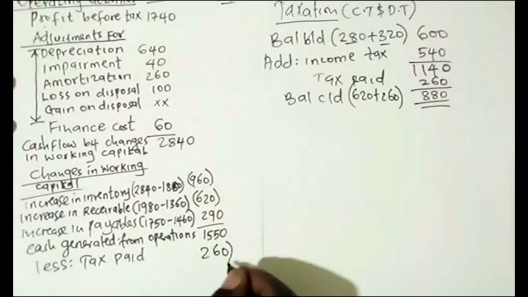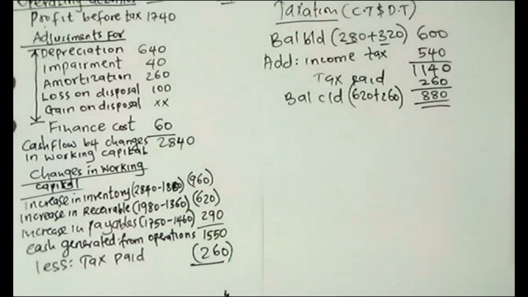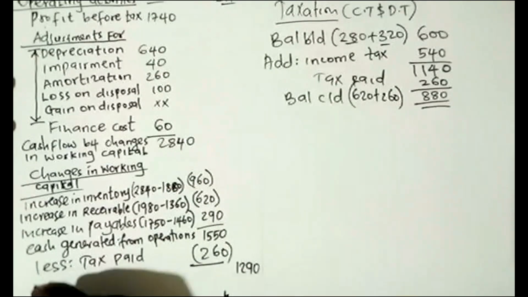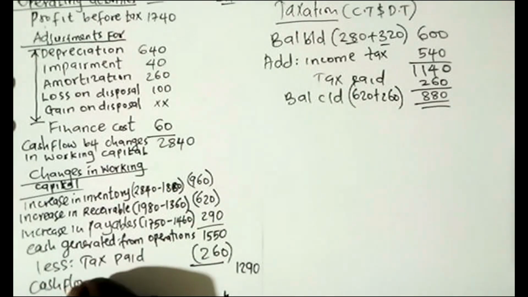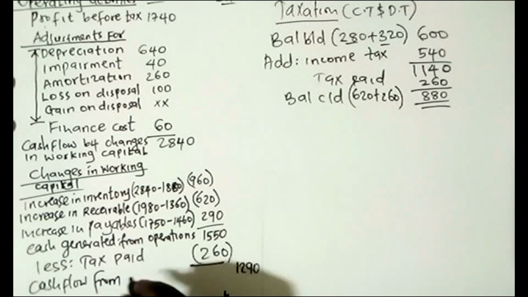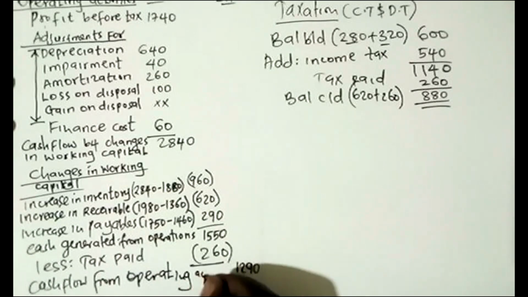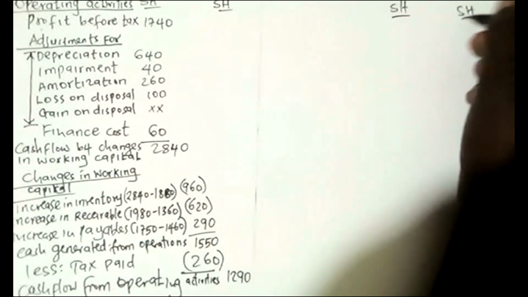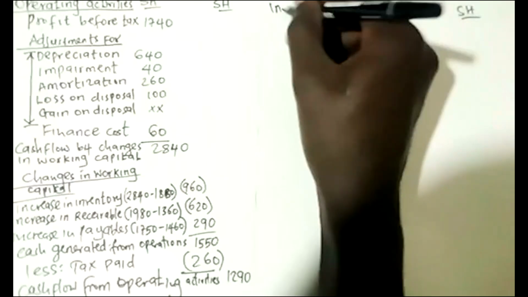So that is what I deduct here. So 1550 minus that answer is 1290. That is the 1290. So that is cash flow from operating activities. So we have the cash flow from operating activities. So we talk about investing activities.